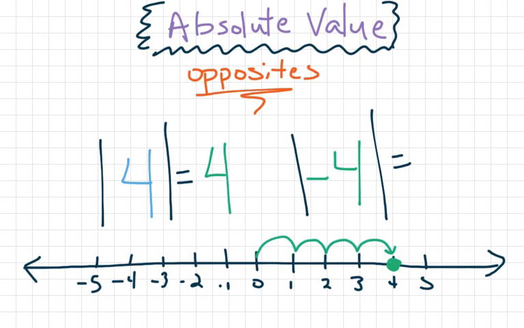Now looking at negative 4, I'm going from 0 to negative 4, so it's the other direction. It is also 4 spaces away from 0. What makes 4 and negative 4 opposites of one another is that they're the same distance from 0 as each other, but on opposite sides of 0 when looking at a number line. So that's what makes for opposites.